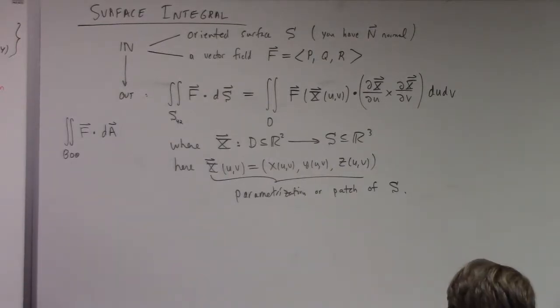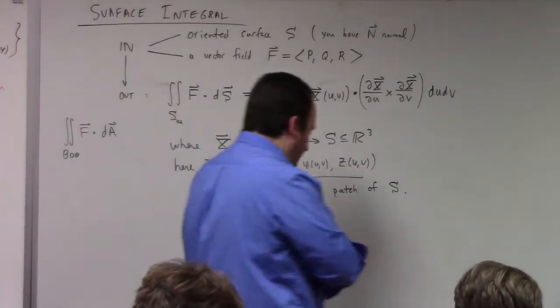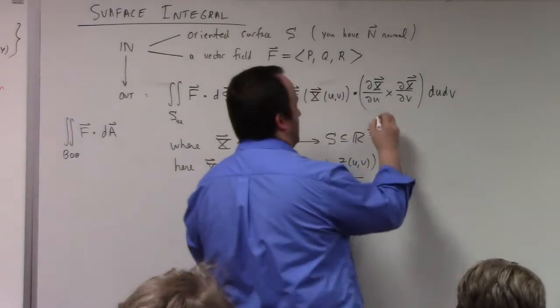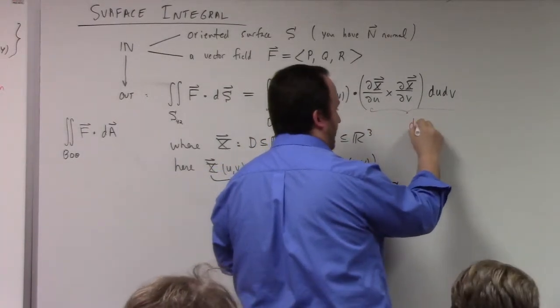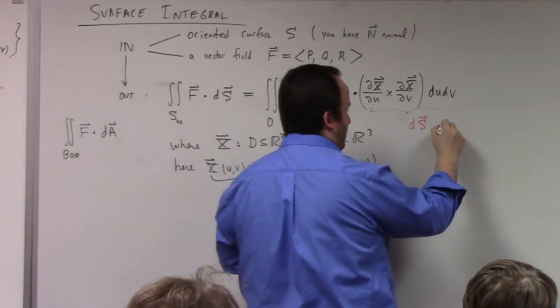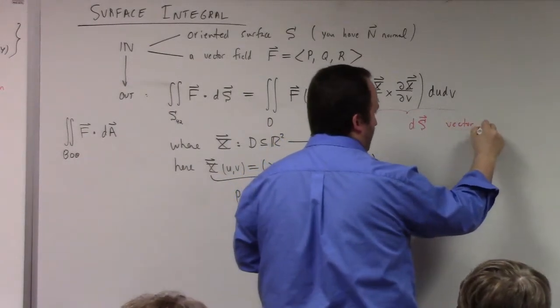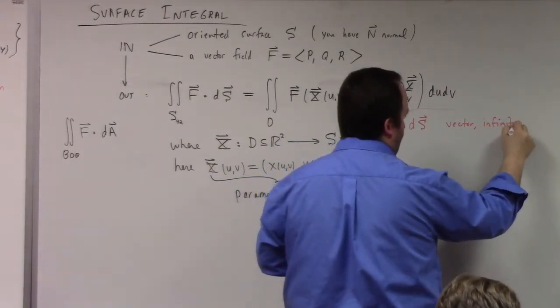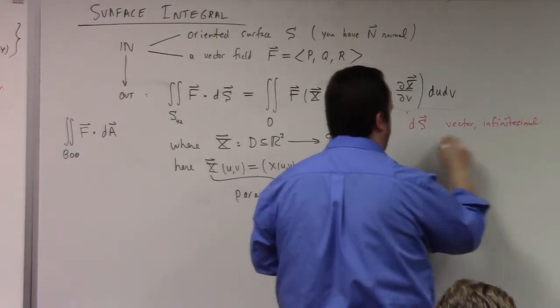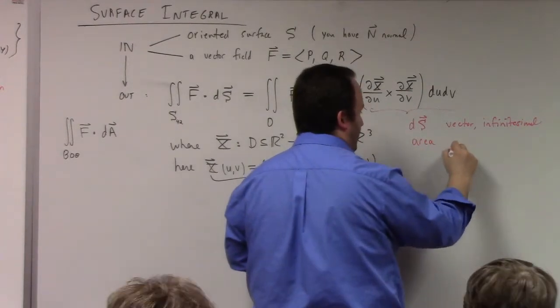Okay. So this right here, guys, is what we call dS vector. This is the vector infinitesimal area element.